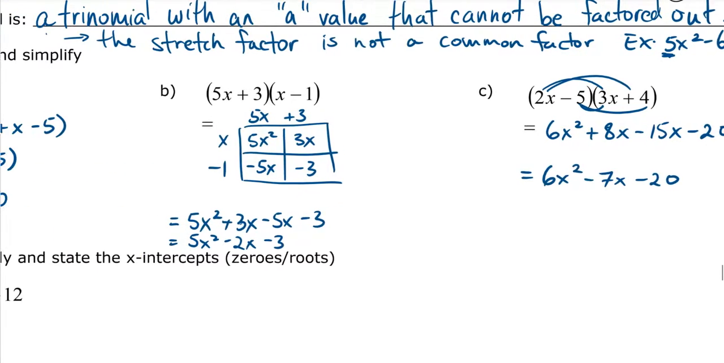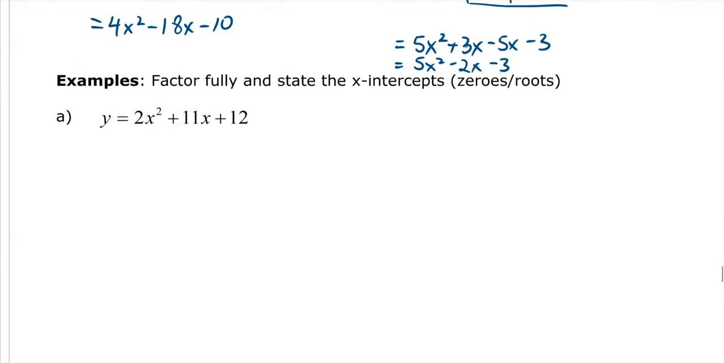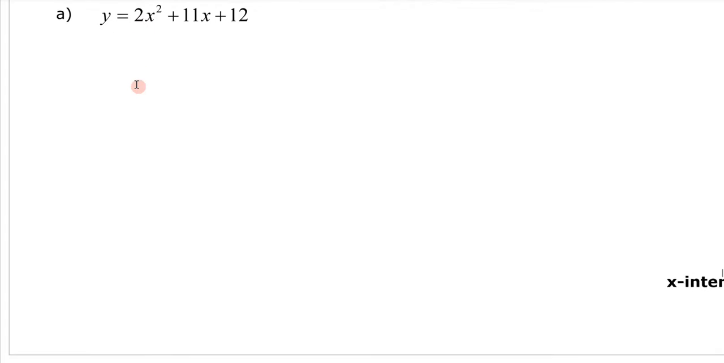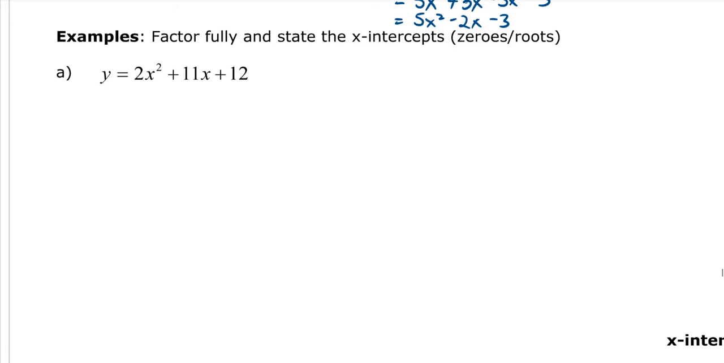Okay, so let's factor. How do we factor an expression that has an a value that's not 1? We first look at, is this a value a common factor? Because maybe we can common factor this a value. Well, 2 is not a factor of 11, so that can't work. So let's show you a new method on how to factor this.